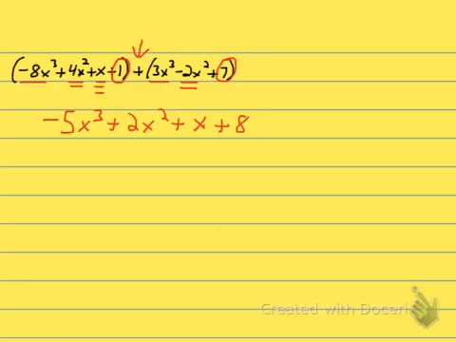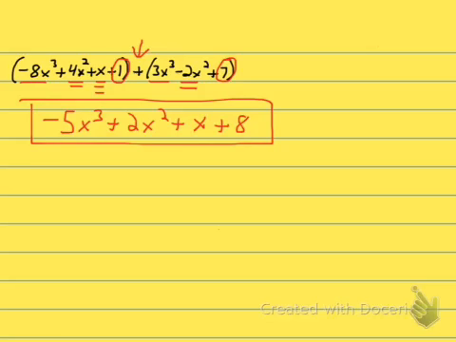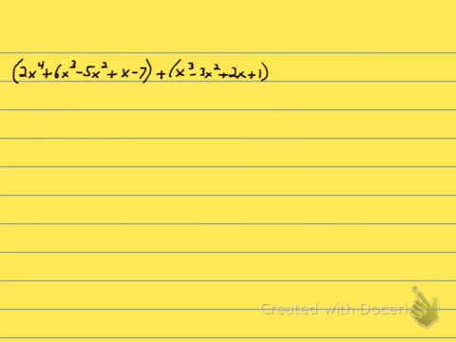Okay, so we put everything together. This is your final answer. You cannot go further. You cannot put the negative 5x with the 2. Okay, so they are not like terms. They cannot go any further than this because all of these terms left are not like terms. Okay, let's look at another.